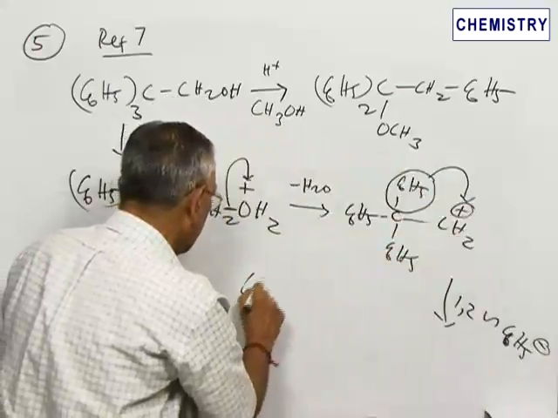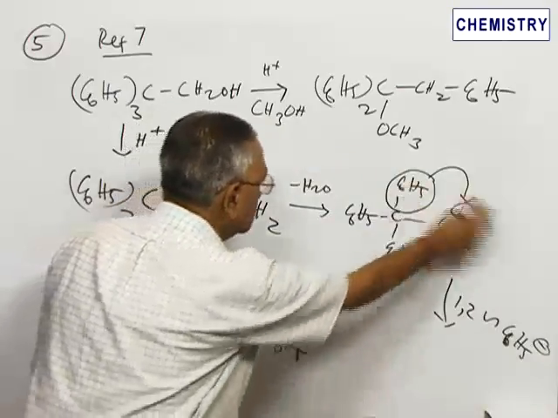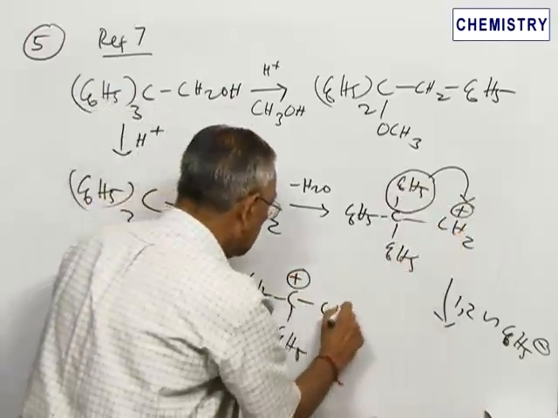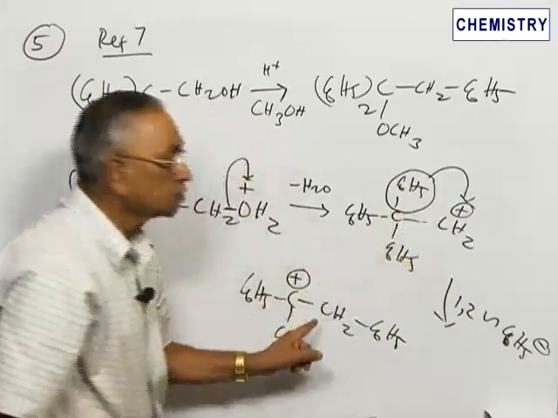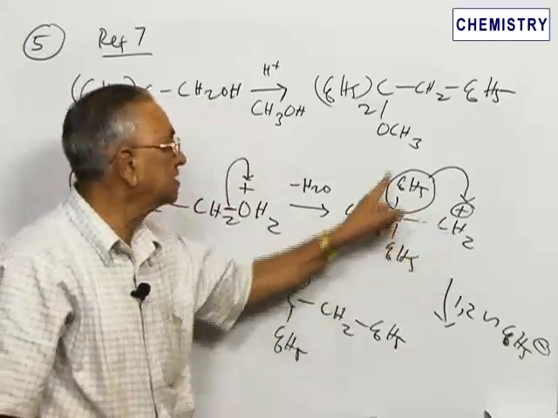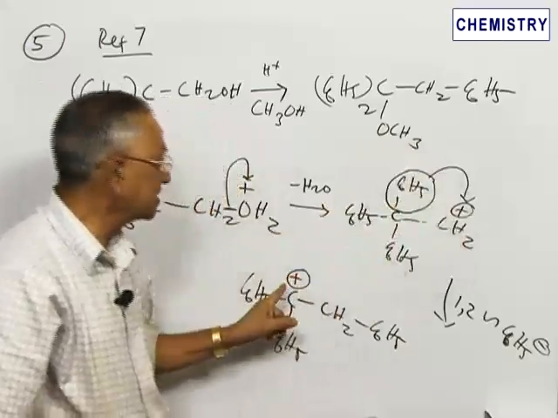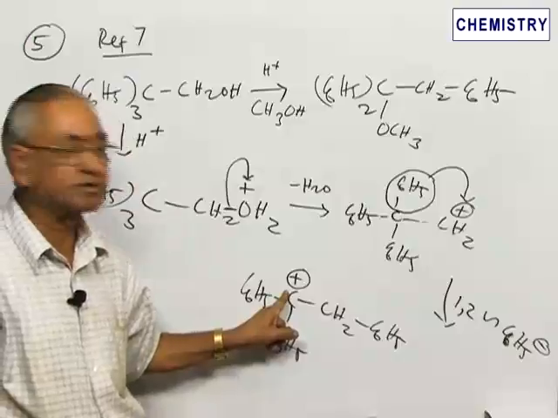So what we get will be C6H5, C+, C6H5, since one of these groups has already migrated, which has resulted in a cation. Then CH2, C6H5. What is the difference between these two structures? In the first structure, it remains as a primary carbocation, whereas in this structure, since one phenyl group has migrated to this carbon, this has become a cation, but it is a tertiary carbocation, which is more stable.